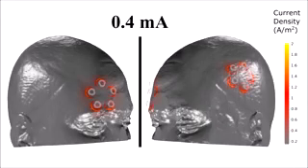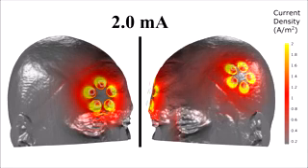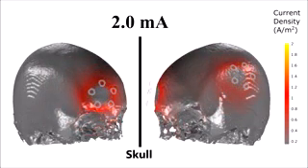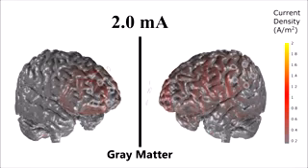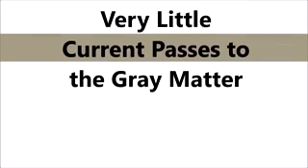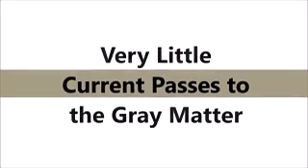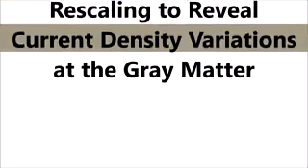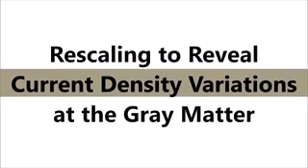Here we illustrate current density in the brain and surrounding tissues as the current ramps up from 0 to 2 milliamps. Here we are going to remove the scalp, then the skull, then the cerebrospinal fluid to reveal the current that enters the brain. Very little current passes through the scalp, skull, and cerebrospinal fluid into the brain. Various models indicate that between 1/50th and 1/5 of the current delivered at the scalp enters the brain.